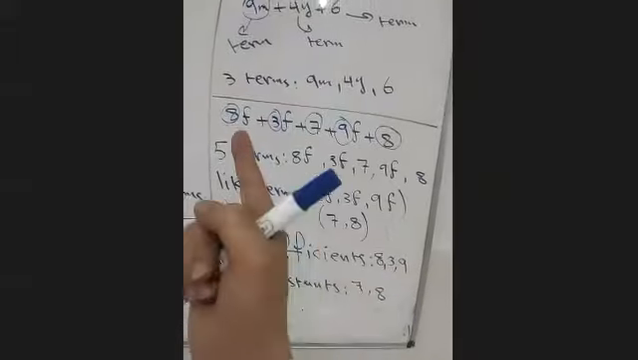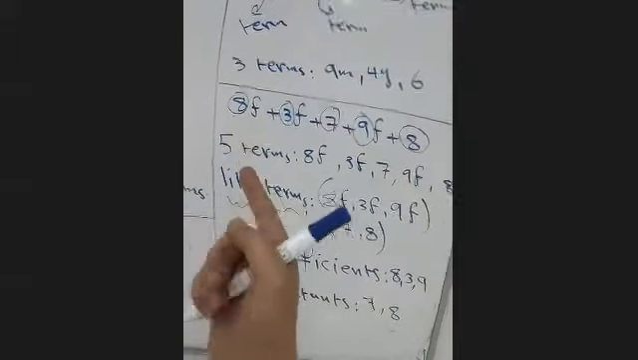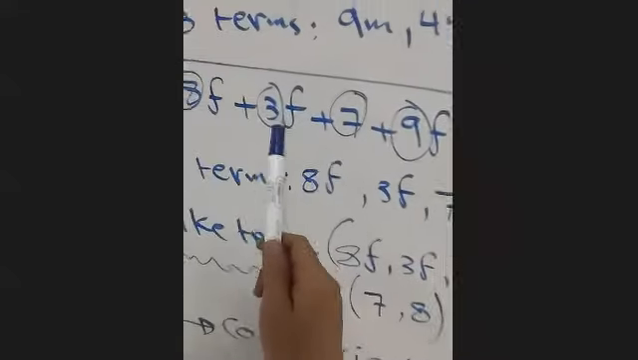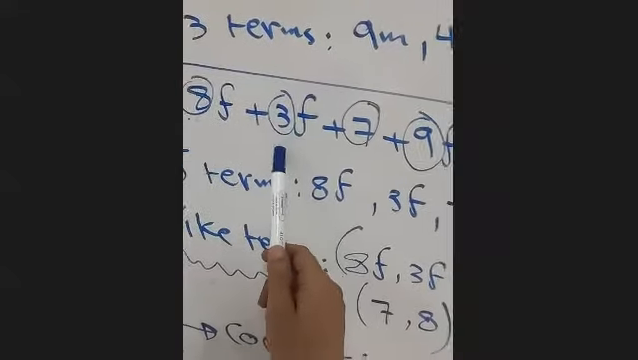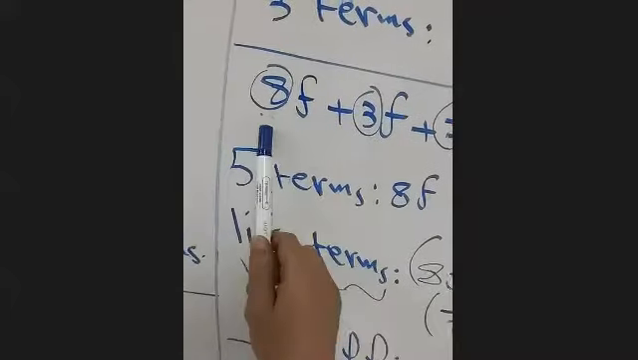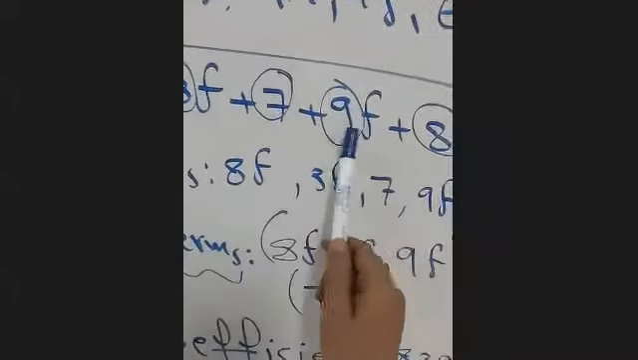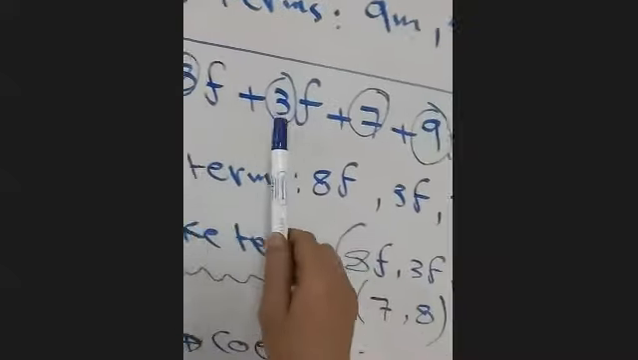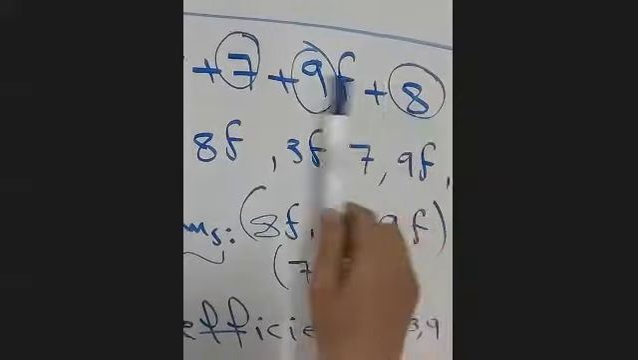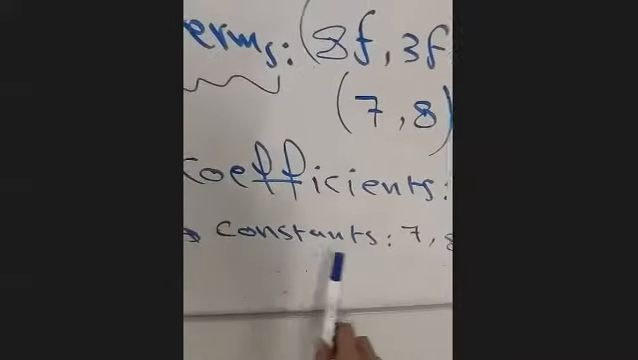What are the coefficients? The numbers which are beside, multiplied with the variable. We said 8f. 8f means what? Means multiply, remember? 8f means 8 multiply f. 3f means 3 multiply f. 9f means 9 multiply f. Now, any number multiplied with a variable, we call it coefficient, like 8, 3, and 9. Any number alone, we call it constant.